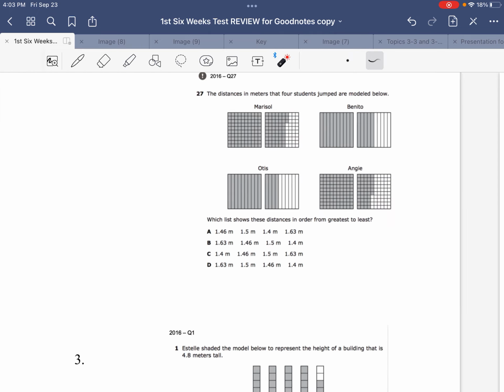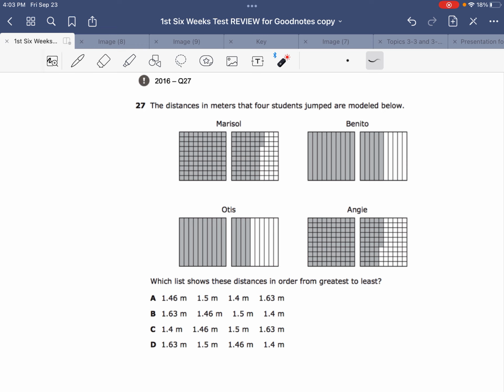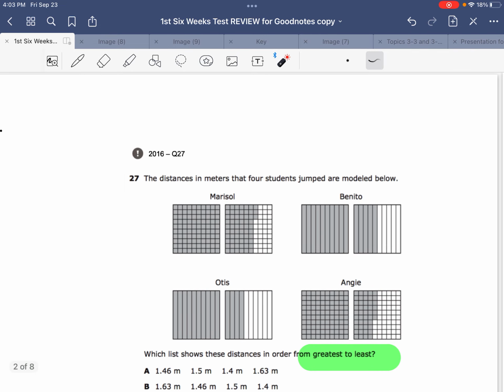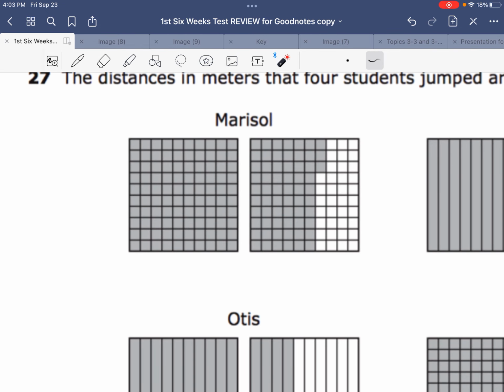Number 2 says the distance in meters that 4 students jumped are modeled below. Which lists these distances in order from greatest to least? So the first thing I need to do is read these models. Okay. So remember, I'm going to do the first one. Remember, if it's fully shaded, that is one whole, or you can say $1. Point, then my decimal. Now I'm going to count this.